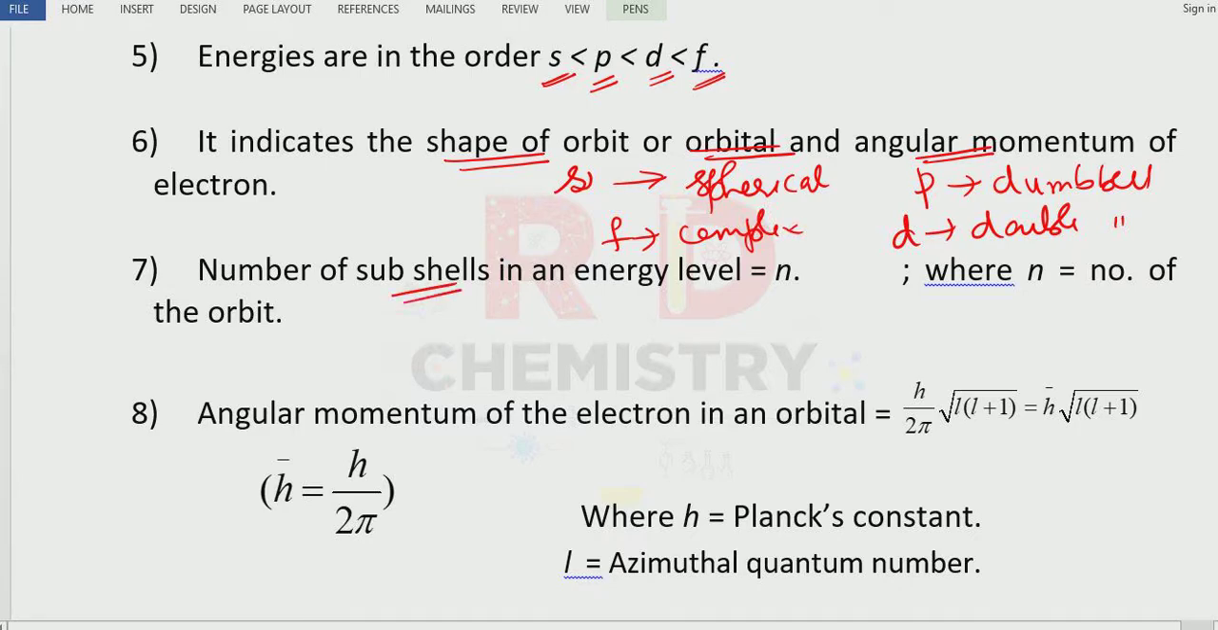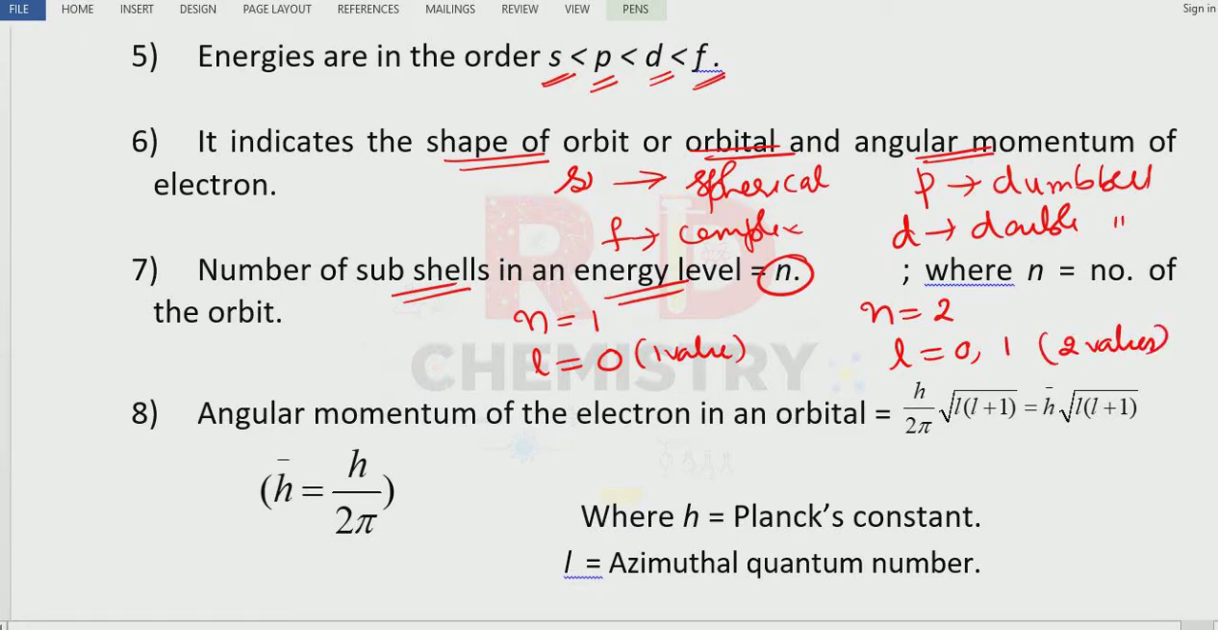The number of subshells in any energy level is equal to n. For example, let me take n is equal to 1, L is equal to 0 up to n minus 1. n minus 1 means it is 0 here. Only one value is there. Suppose n is equal to 2, L is starting from 0 up to n minus 1, which is 1. So how many values are there? 2 values are there, equal to the n value.